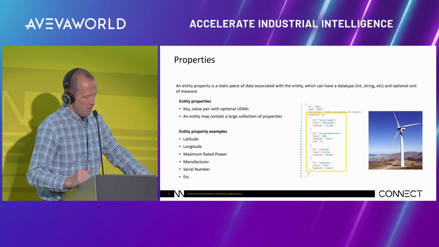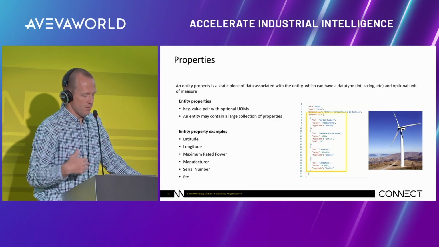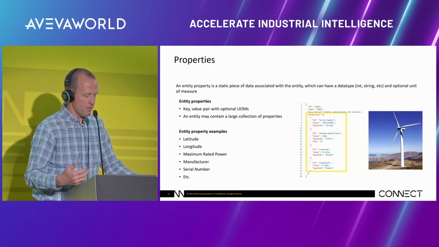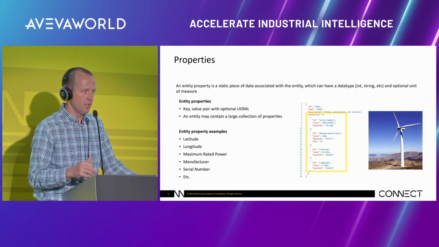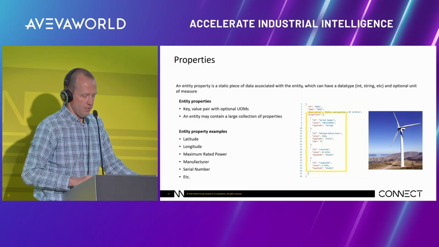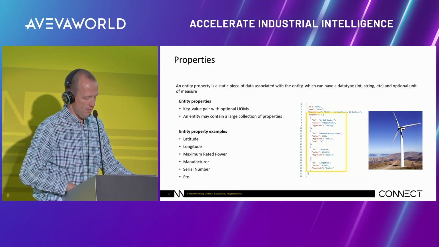It's awesome. All right, so some of the entity property examples are things like latitude, longitude. You might have something like manufacturer, serial number. You have all this information that might describe it, to better understand what your entity is or what your asset is, depending on what kind of entity you're talking about.